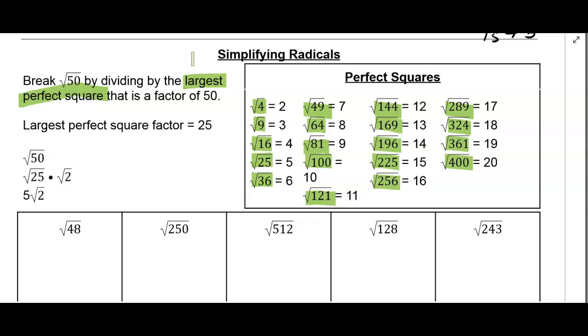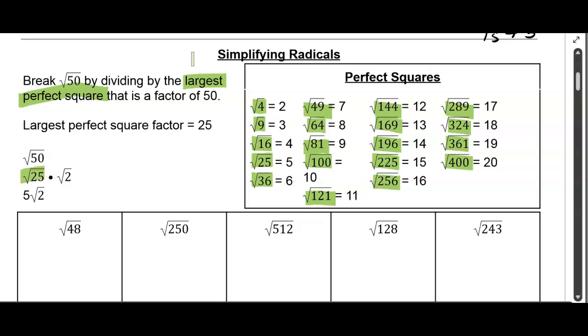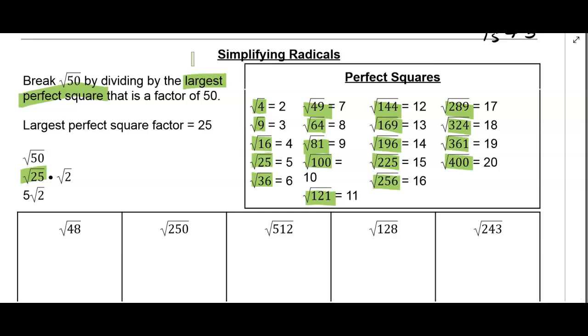Now, we have a pre-filled out example here, and they're saying we need to find the largest perfect square that goes into 50. There are a lot of different ways to multiply to get 50. For example, 5 times 10 will give me 50. But you want to look for the largest perfect square. Generally, you just want to look for a perfect square when you're multiplying. So although 5 times 10 will give me 50, 5 is not a perfect square. It's not one of these green highlighted numbers. Neither is 10. So instead, what we found was 25. 25 times 2 is 50, and 25 is a perfect square.